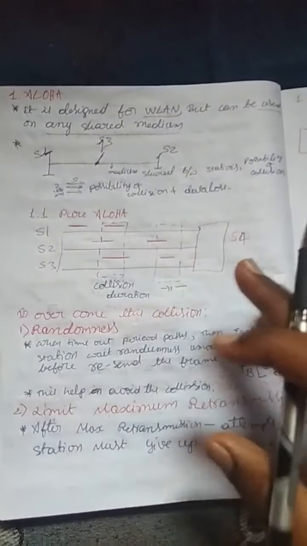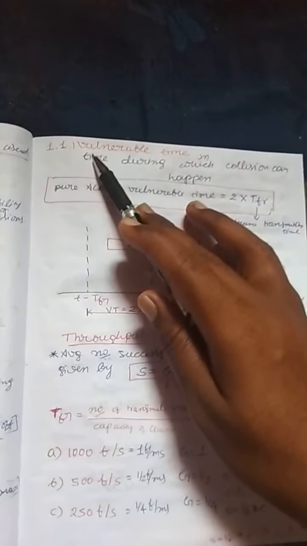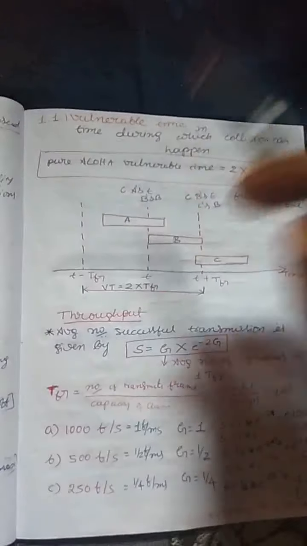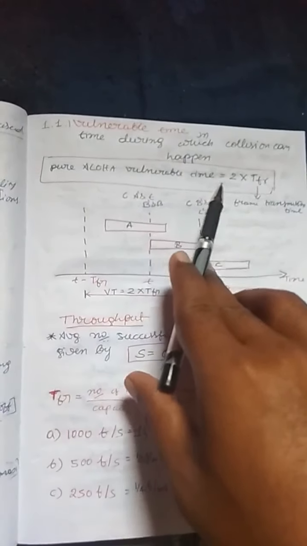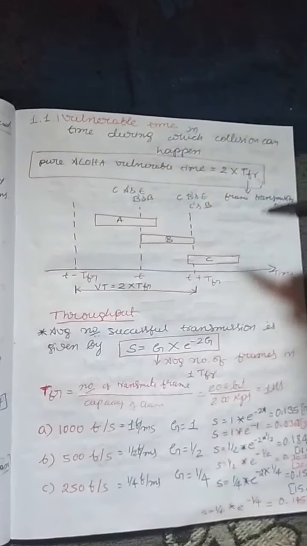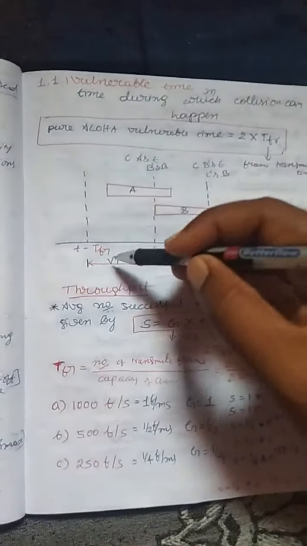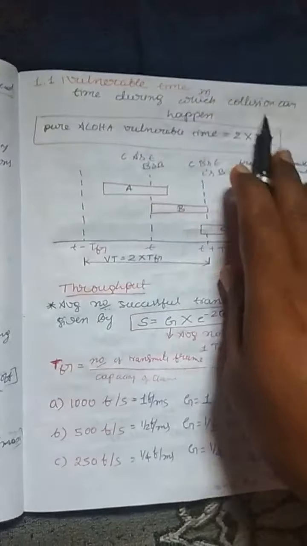In pure Aloha there is a topic called vulnerable time. Vulnerable time is the time during which a collision can happen. That time is called vulnerable time. Pure Aloha vulnerable time is equal to 2 times Tfr, where Tfr is the frame transmission time. You can see in this diagram the time during which collision happens.